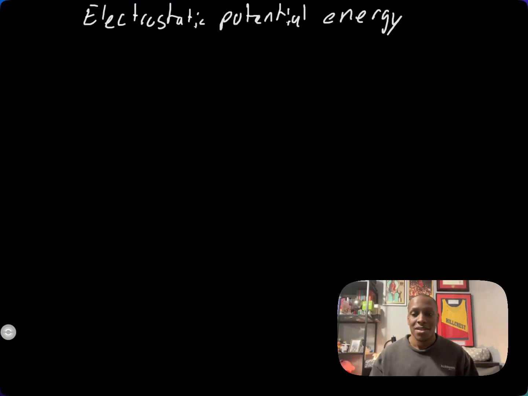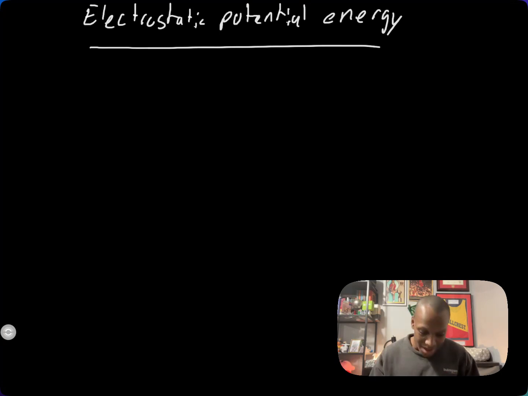So today I'm going to try to explain electrostatic potential energy, which is the potential energy at a point within an electric field that is generated by stationary charges. So let's get started by explaining what an electric field is. Imagine you have some positive charge. Now it's not moving. That's electrostatics.